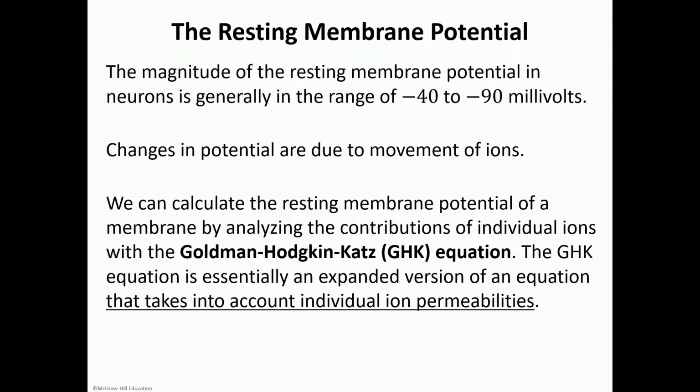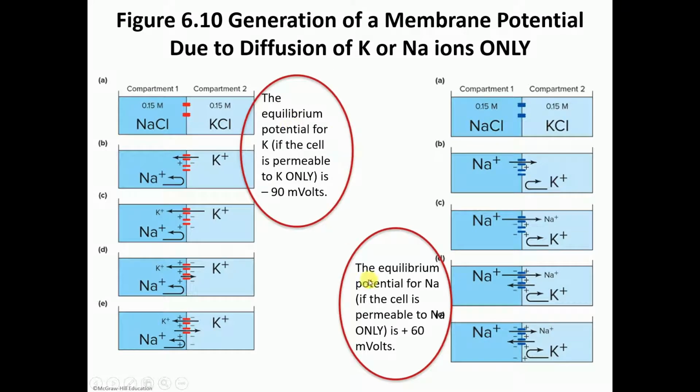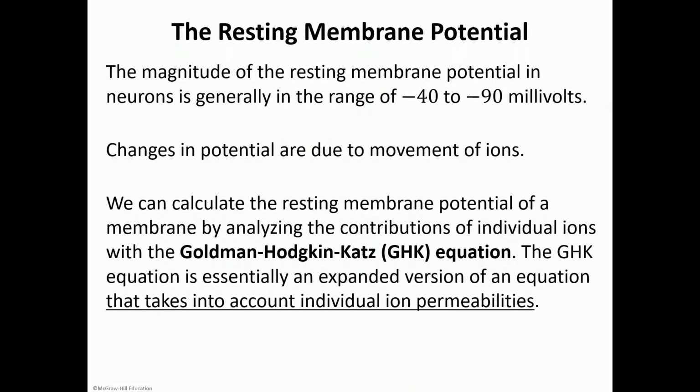It is measured or analyzed using this equation known as the Goldman-Hodgkin-Katz equation. Don't worry about the equation, just know the name. It takes into account the permeabilities of all of these individual ions. It's an expanded version of what we did here for individual ions, but puts them all into this huge equation that we're not going to worry about how to do. Worry about the name and what it does.